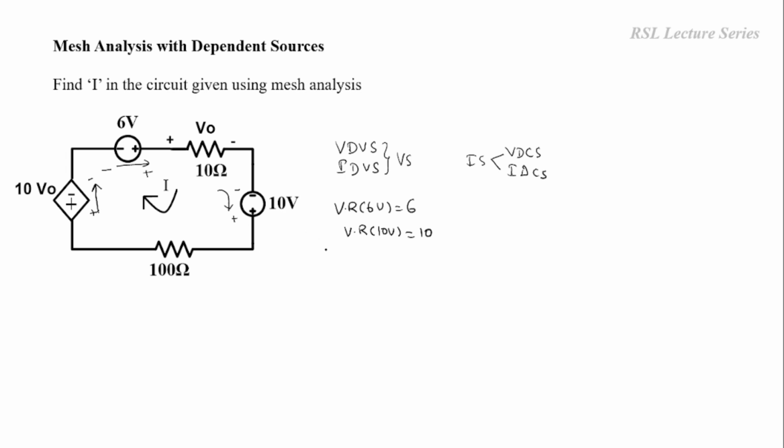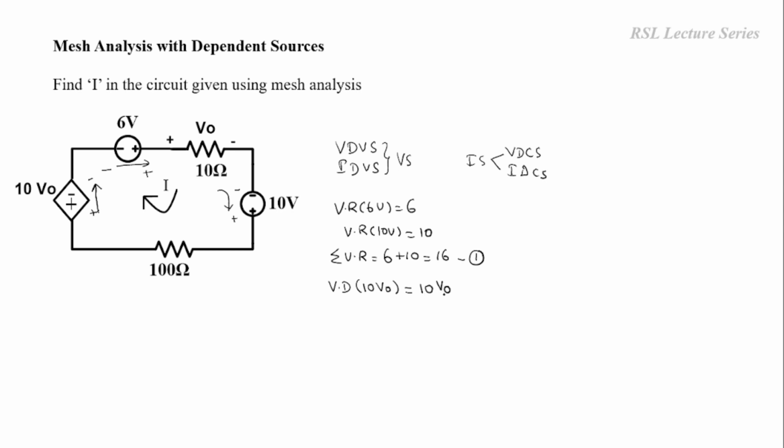Next we have to add these two voltage rises. The sum of the voltage rise is 6 plus 10, that is equal to 16. This is equation number 1. Next we have to write down the voltage drops. We have to write down all the voltage drops across the resistors as well as the voltage source. For this 10 V0, as already discussed, the current is flowing from positive to negative, so this is considered a voltage drop only. So we have to write it as such.